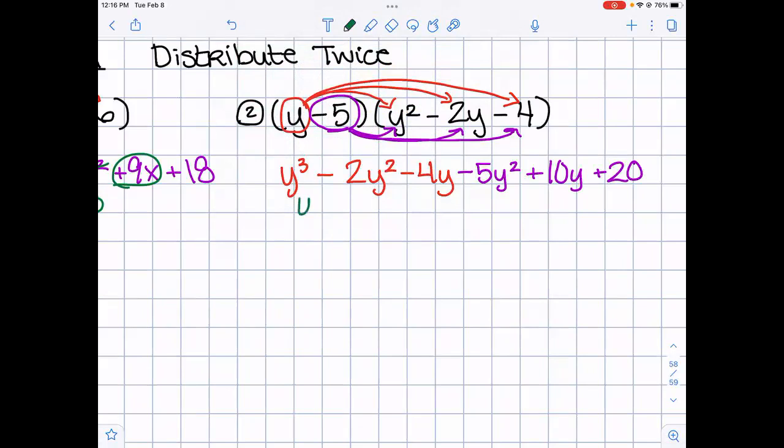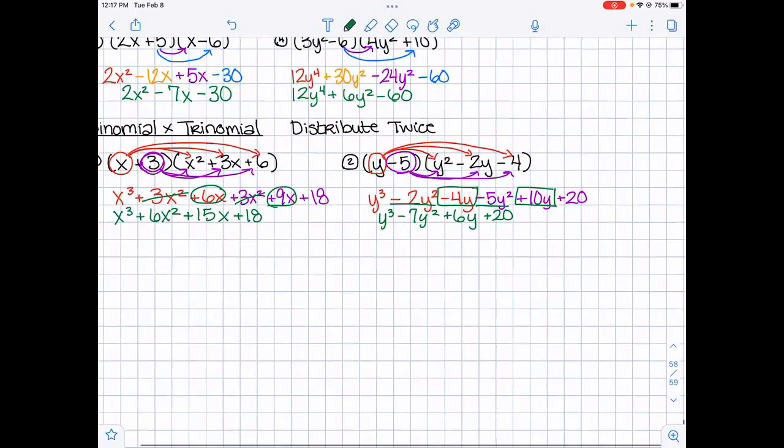There's only one y to the third, so copy that down. Negative 2y squared minus 5y squared is negative 7y squared. Negative 4y plus 10y is, oh, careful, positive 6y. Okay, and then we just have the plus 20. Oh, not this time because we're not multiplying, we're just adding. Only when you multiply, you gotta combine them. Okay, questions on that? Okay, we're going to be done with notes for today. We'll finish up tomorrow.